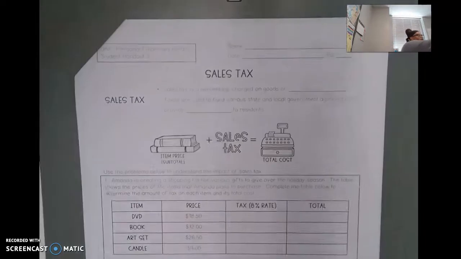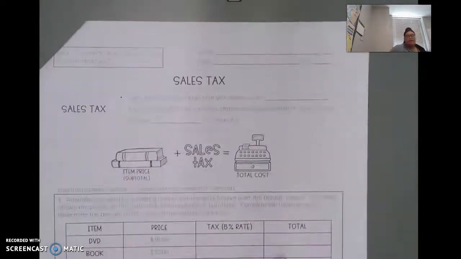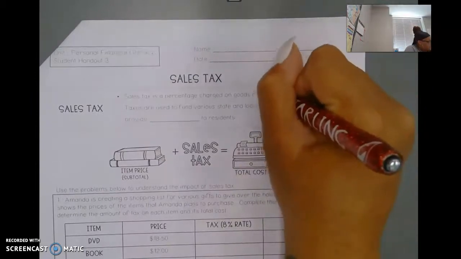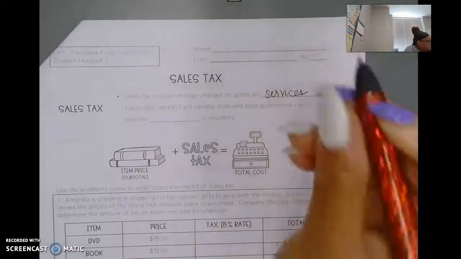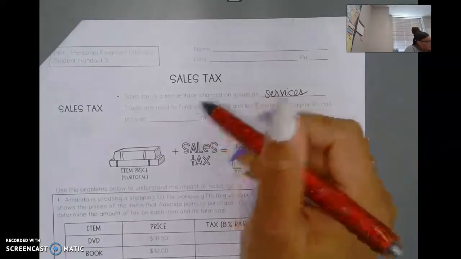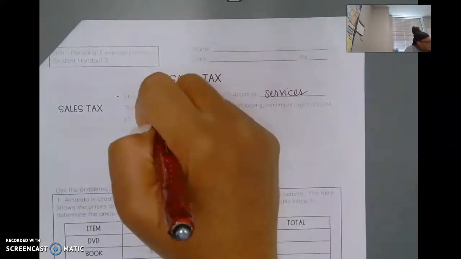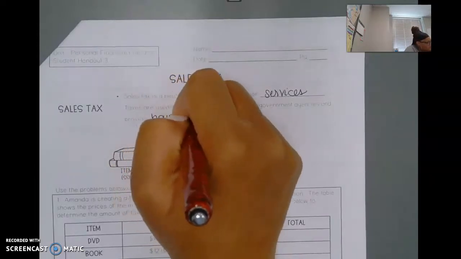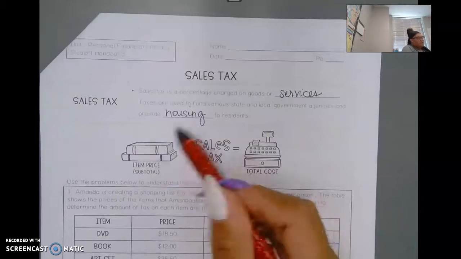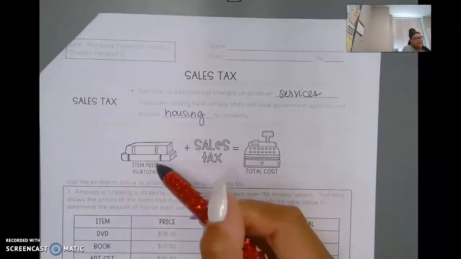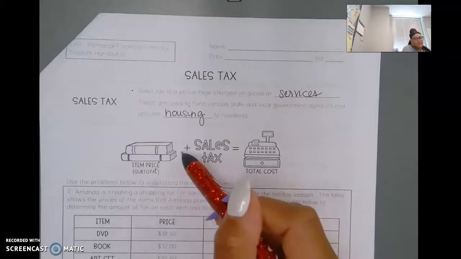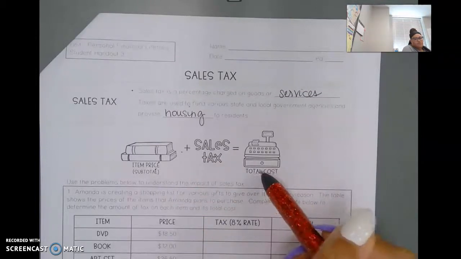So sales tax, real quick, is a percentage charged on goods or services. And taxes are used to fund various state and local government agencies and provide housing to residents. Okay. So in order to understand sales tax and how we get it, whatever the price costs, that's the subtotal, that's before tax is added. Then we add tax, and then that's how we get the total cost.